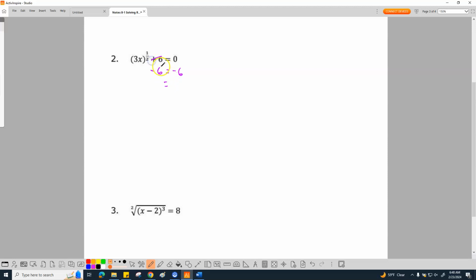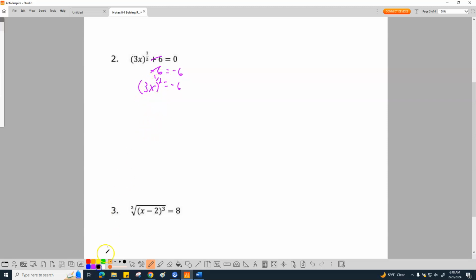So this cancels out with each other. 0 minus 6 is negative 6. And I end up with 3x to the 1/2 as my thing. Now check it out. Now I'm kind of stuck here. Do you see how this 1/2 is now in the way? Everything else is stuck in the parentheses. I have to get rid of this 1/2.